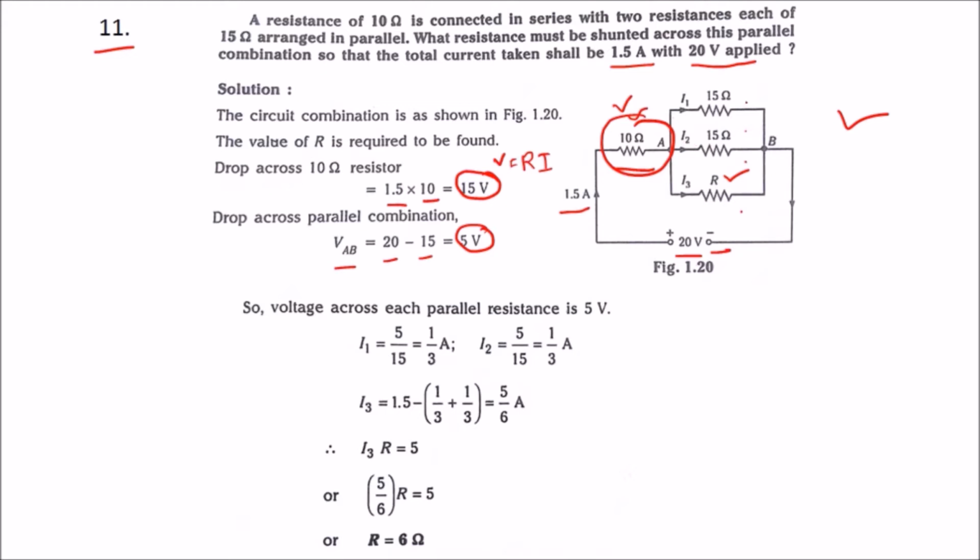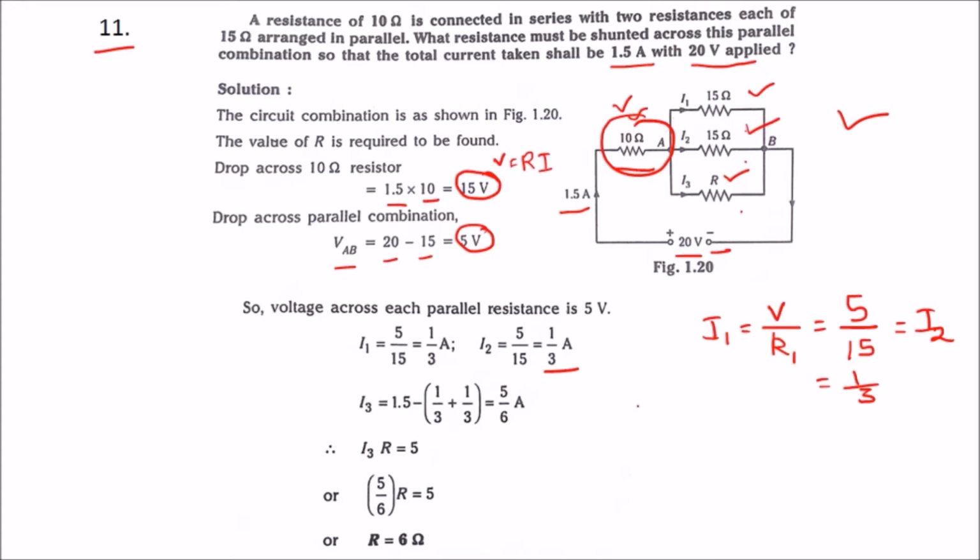Now we will calculate I1 and I2 using this voltage. The I1 formula is nothing but V by R1. V we found out, that is 5, and R1 is 15. This is similar for I2, so it is nothing but 1 by 3, as given here. So both I1 and I2 we found out, that is 1 by 3.